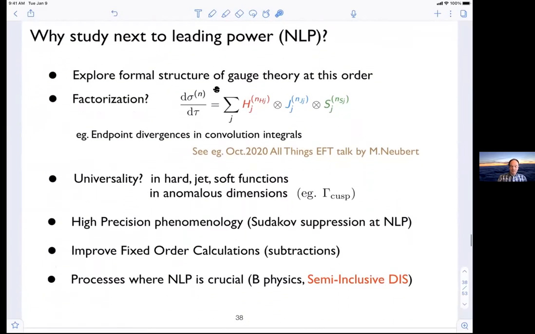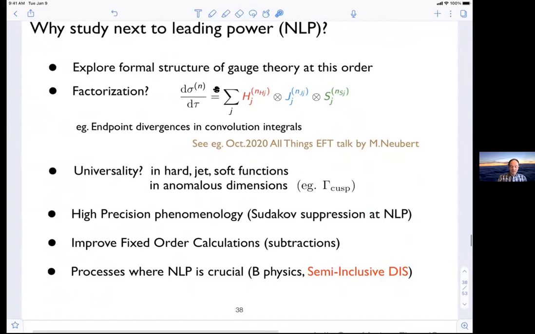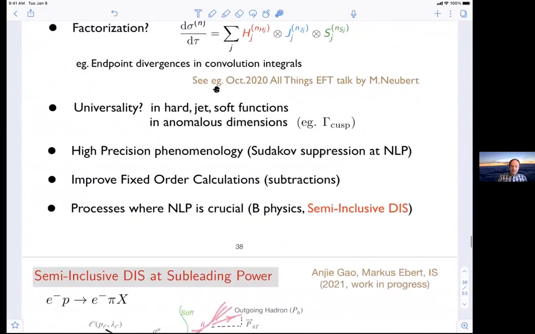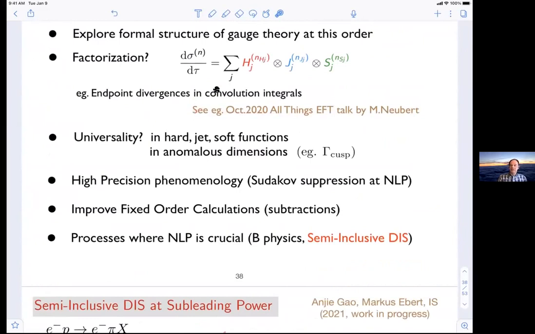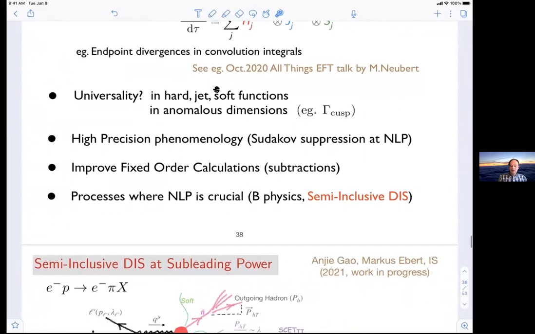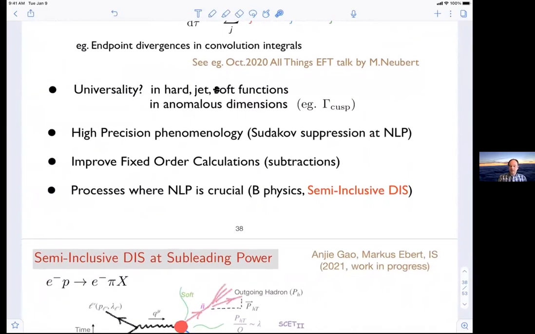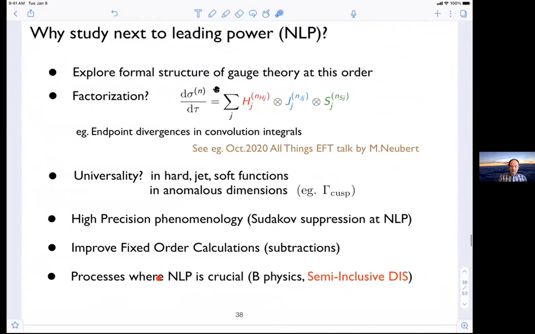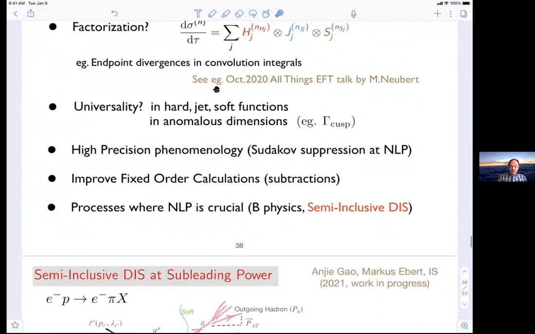And there's lots of reasons to study subleading power. It's interesting for lots of formal as well as phenomenological reasons, but I'll skip through that. And I will mention that you did hear a talk about some of the subtleties by Matthias back in October, and I'm not going to talk about that material today. What I will talk about is one application, which is what's known as semi-inclusive DIS. That's an application where these next-to-leading power effects are really crucial because they show up in observables as the first term, and you can isolate them.